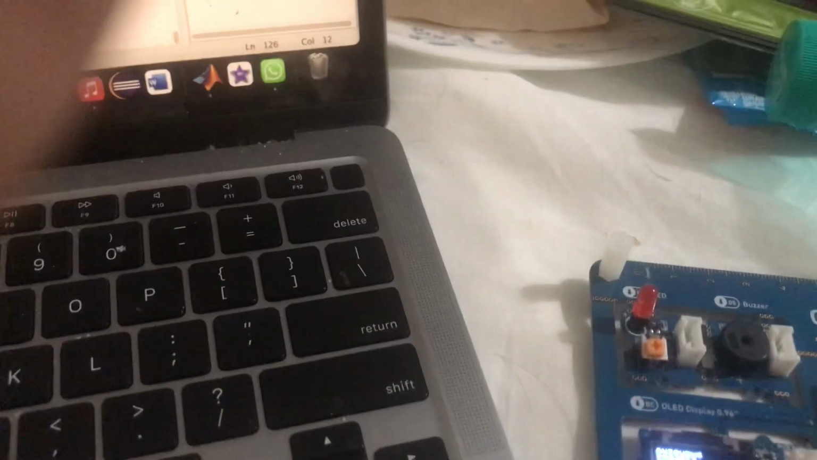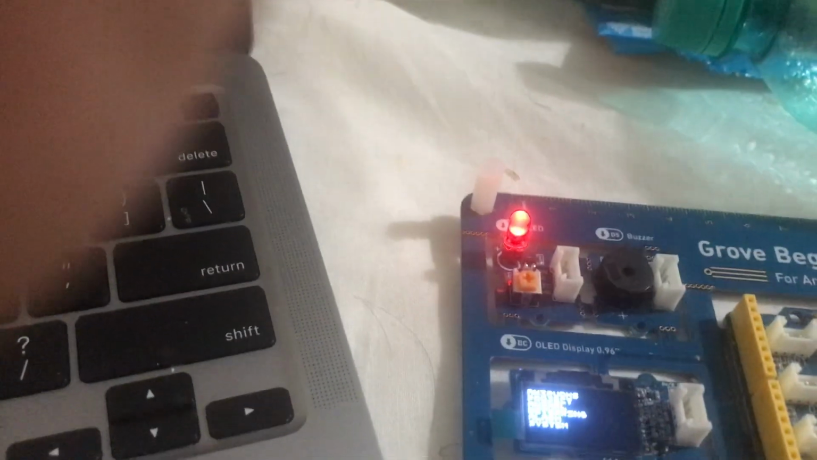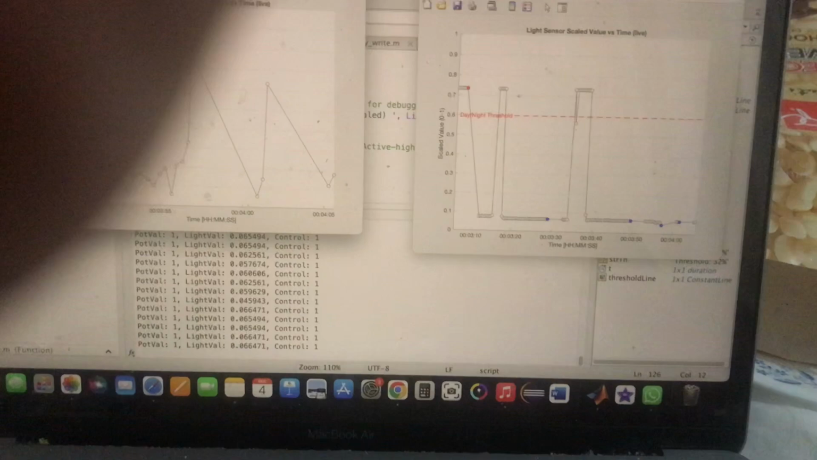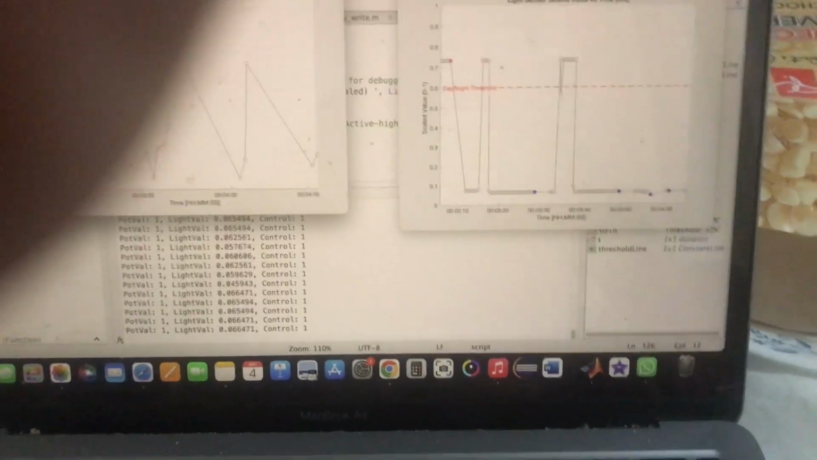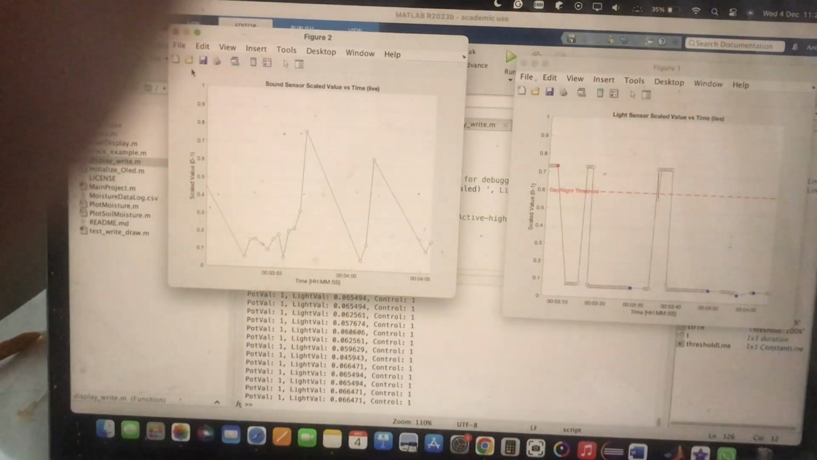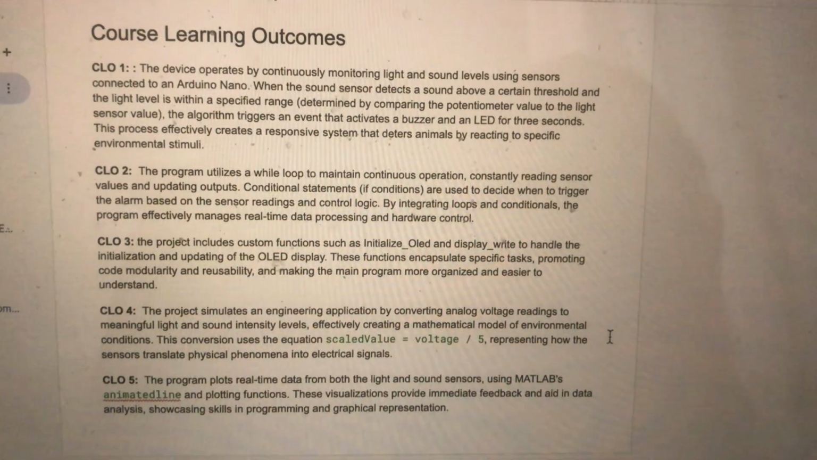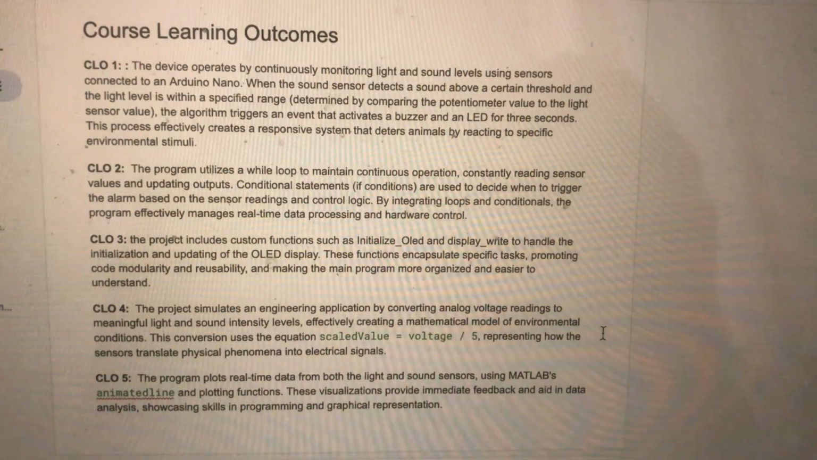So that is all for my project. The sensor went off again, so the buzzer is going off and the light is also going off. Now I will end it by pressing the button, and pressing the button, the system terminated. That is all.